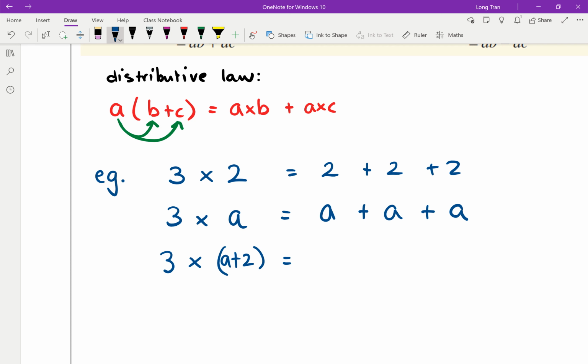This means 3 groups of whatever a plus 2 is. So a plus 2, this is one group. That's one group, so I'm going to write it here. Then add a plus 2. Can you see that's now 2 groups? And then you do, yes, exactly, plus another a plus 2.